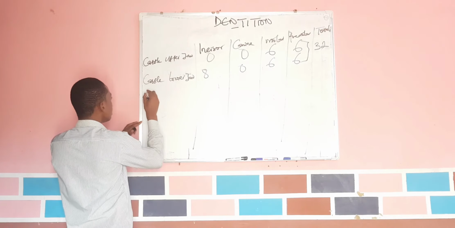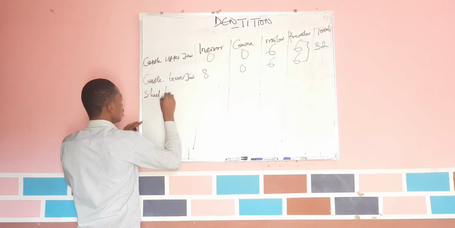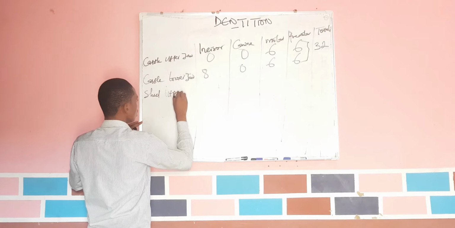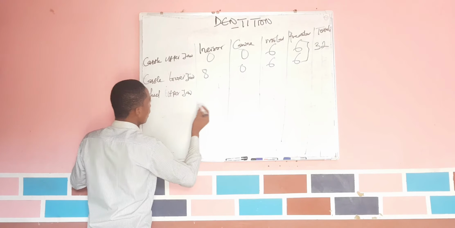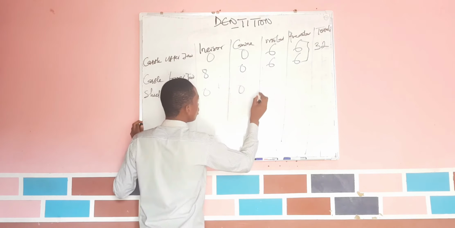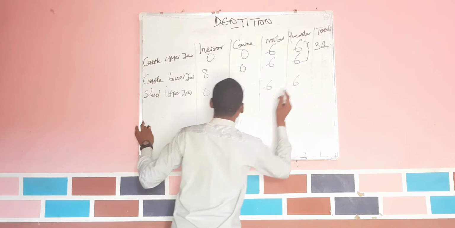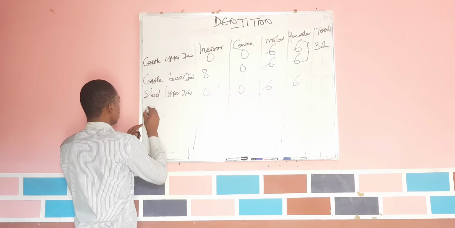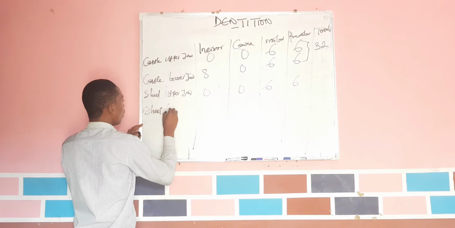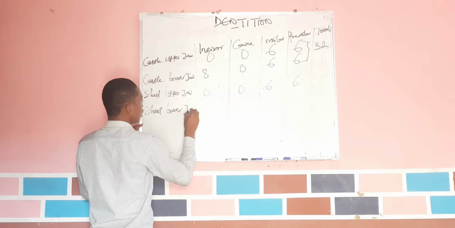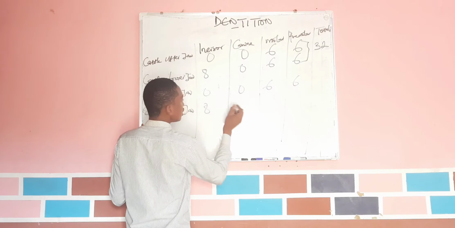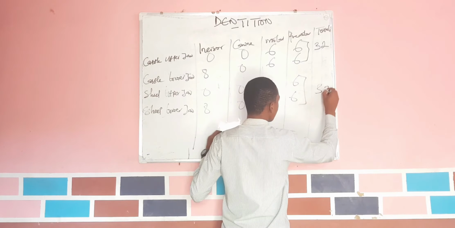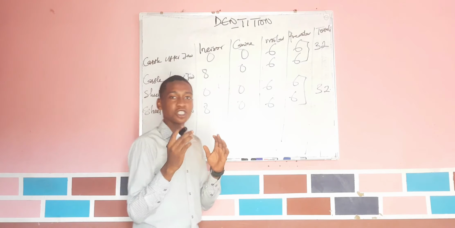Now when we're talking about sheep, let me go from the upper jaw. Sheep upper jaw, we have 0, 0, 6, 6. It's the same thing as cattle. Are you getting it? Sheep lower jaw, we also have 8, 0, 6, 6. It has a total of 32.